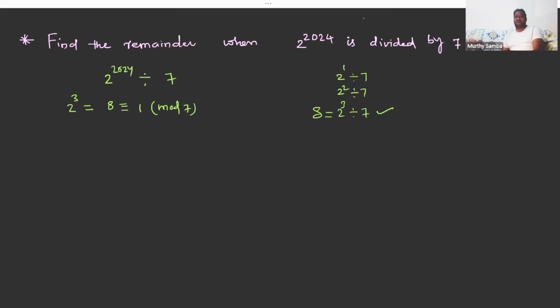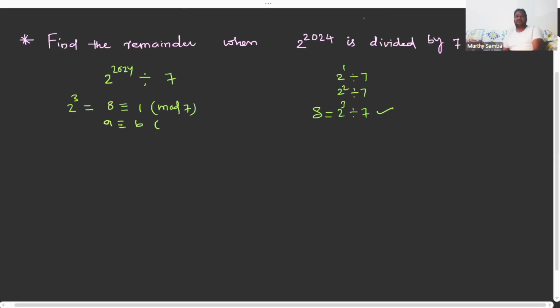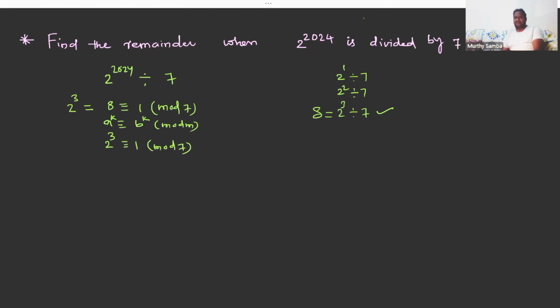So this is in which form? A is congruent to B modulo M. When A is congruent to B modulo M, we know that A power K is congruent to B power K modulo M. So 2 power 3, which is 8, is congruent to 1 modulo 7. Now 2 power 3 should be raised to which power in order to get 2 power 2024, or nearer to 2 power 2024?